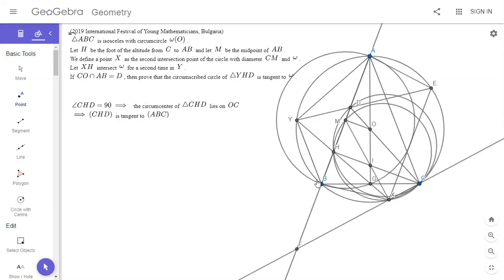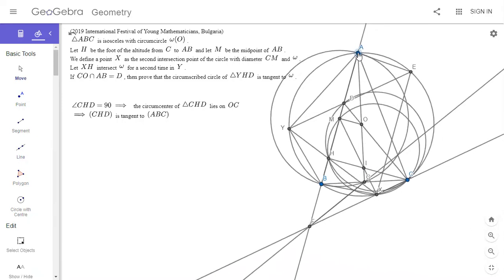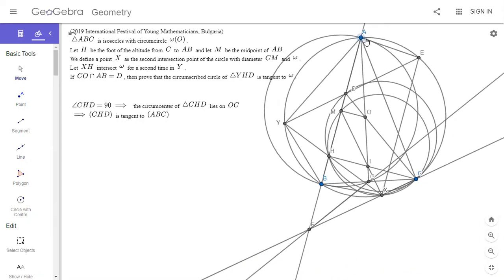So we want to show G, what did I want to show? AHBF are in harmonic conjugation. So we want to show GB bisects angle HGF. Which looks true. Yeah, there's too much structure here. The problem feels like it has to collapse.